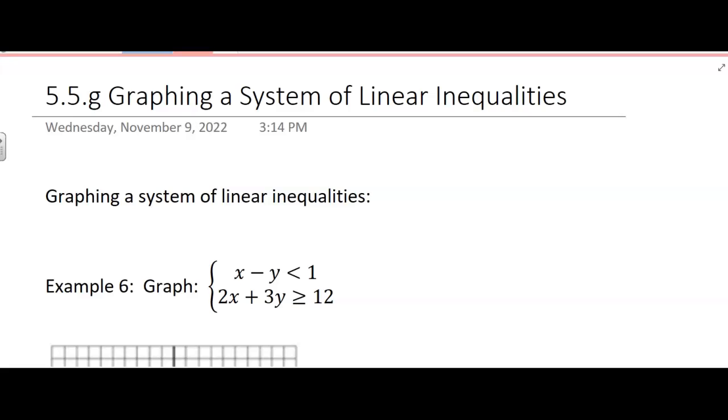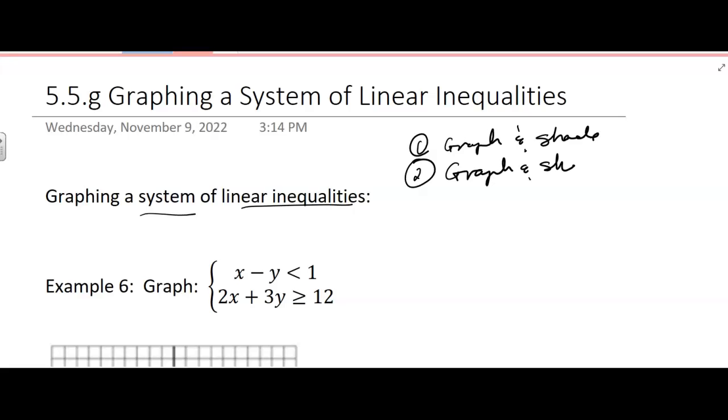So now we're going to graph a system of linear inequalities. It kind of comes from that last example, but what you do is you graph the first one, graph and shade. And the second one, you graph and shade. Let's put the shade in because sometimes students forget to shade. And then you really shade the intersection.